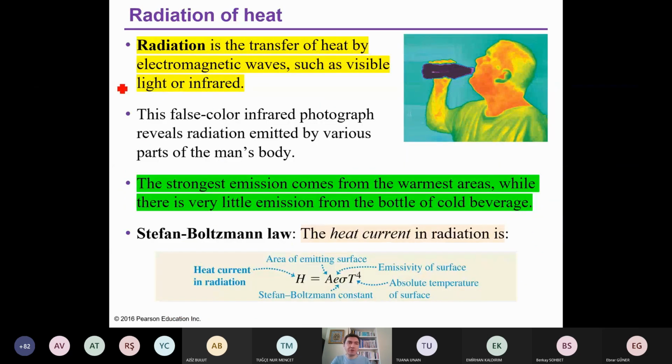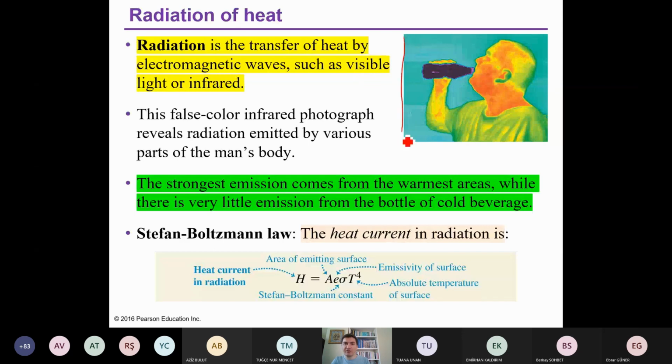And let me continue with the radiation of heat. Radiation is the transfer of heat by electromagnetic waves, such as visible light or infrared. Other electromagnetic waves, X-rays, gamma rays can also transfer heat by radiation, and sunshine also transfers heat from the sun to the earth. And this has many applications.